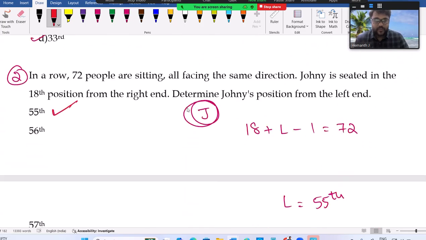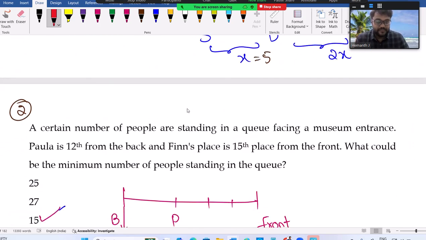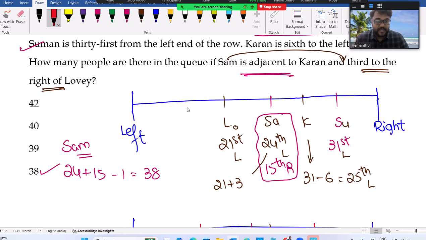And one of your friends is asking, sir, why can't Sam be right of Karan? Sam is 3 places right of Louis, means 24th left. Karan is 25th left, right? Karan 25th left, Sam 24th left. I understand Sam is adjacent to Karan, meaning Karan's left side or right side is possible. But this is 21st from left side, 24th, then 25th, then 26th, and so on, 31 will come. My dear friend, now I hope you got the idea why Sam is on Karan's left side. Why not the right side? This is 24th from left side. You see the position. This is 25th from left side.